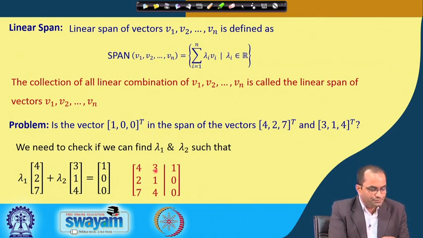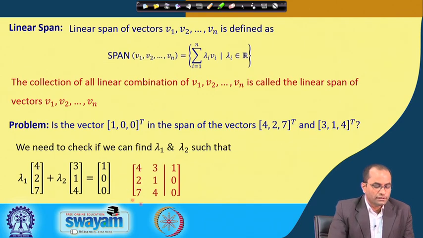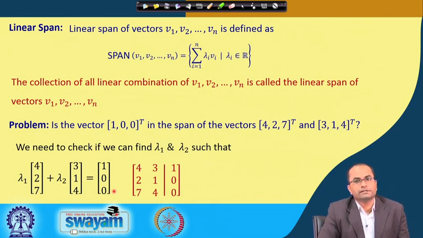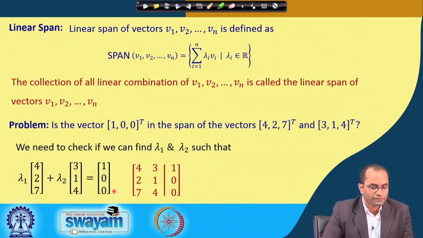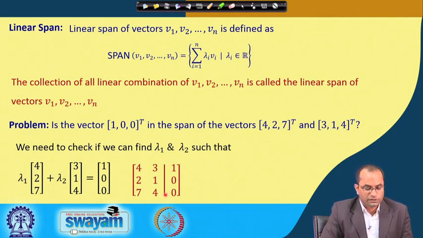Here we have the augmented matrix. Our equations are: 4 lambda 1 plus 3 lambda 2 is equal to 1, the second equation 2 lambda 1 plus lambda 2 is equal to 0, and the third equation 7 lambda 1 plus 4 lambda 2 is equal to 0. Out of it we have written this augmented matrix, the coefficient matrix 4 3, 2 1, 7 4, and then the right hand side vector which is 1 0 0.